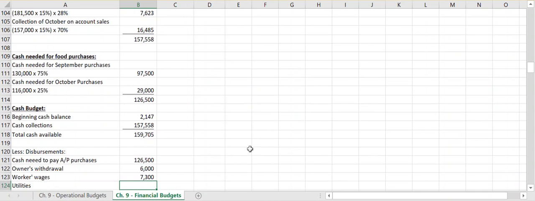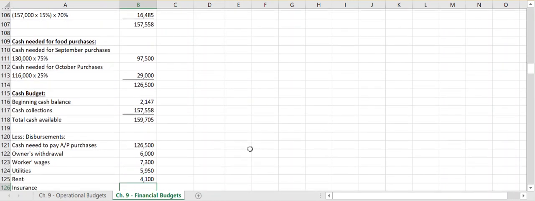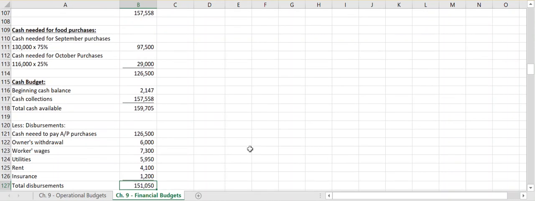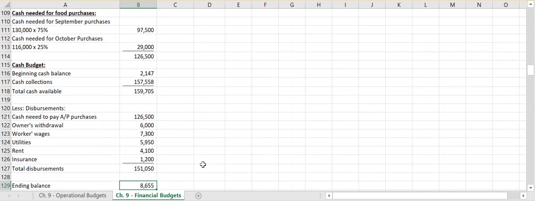They tell us that our utilities are estimated at $5,950. Our rent is at $4,100, and our insurance is at $1,200. So we plan to have to spend $151,050 in cash. So the difference between our cash available and our total disbursements tells us what our ending cash balance would be, which in this case is $8,655.